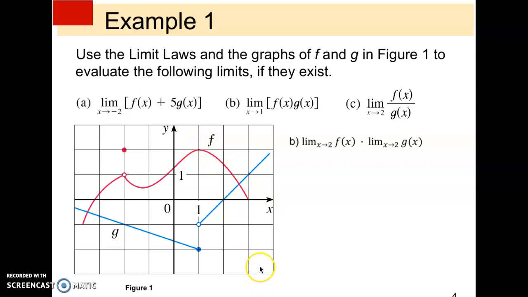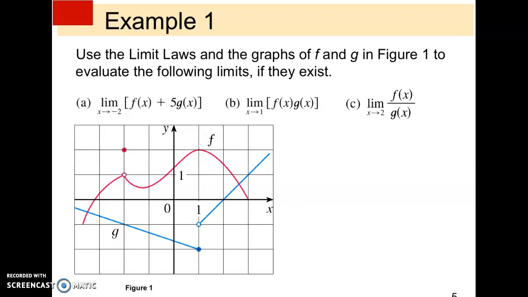Okay. The limit of the g function as x approaches 1, well, the left-handed limit is targeting -2. The right-handed limit is targeting -1. We know if our targets are two different values, then the limit does not exist. Therefore, we get 2 times something that does not exist. So in other words, we can't find this limit because the second part of the limit does not exist.